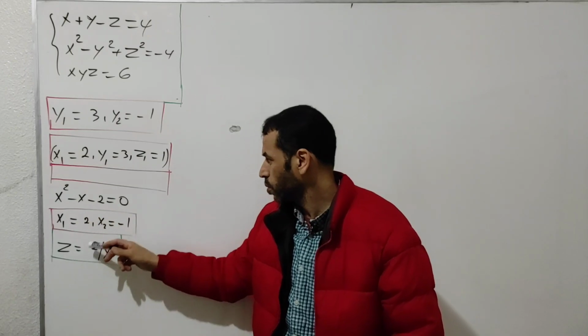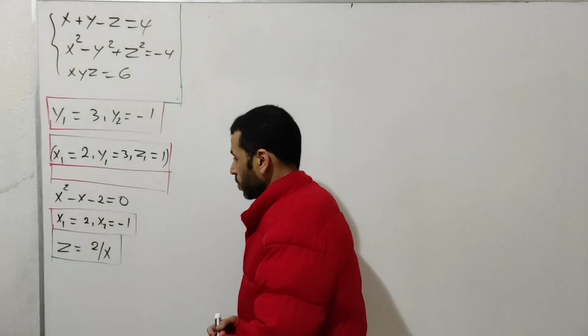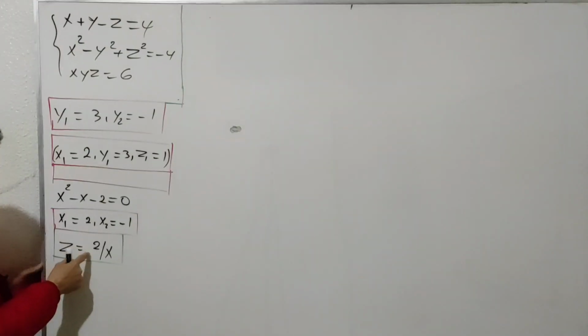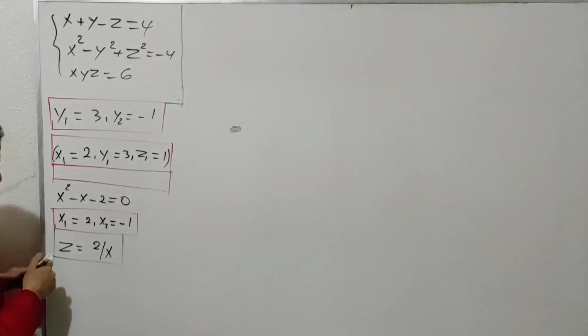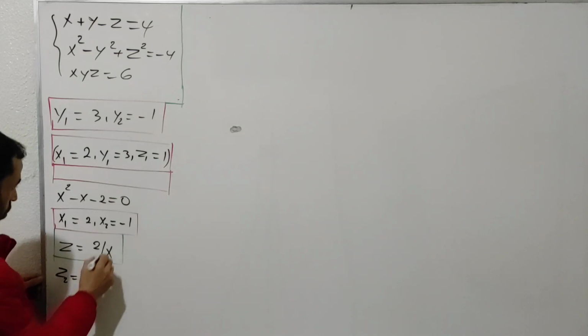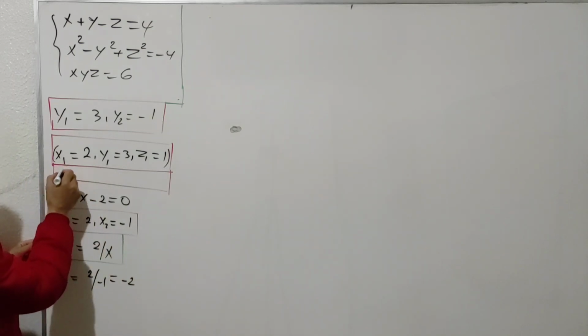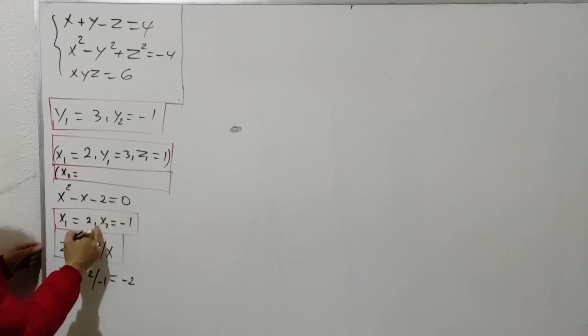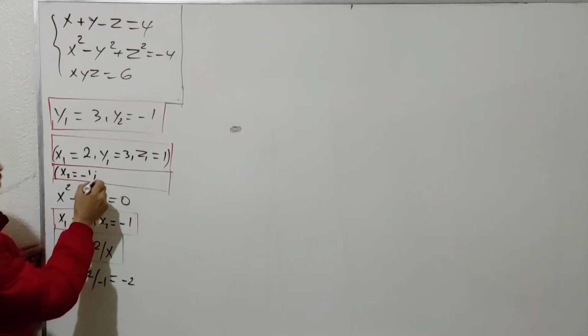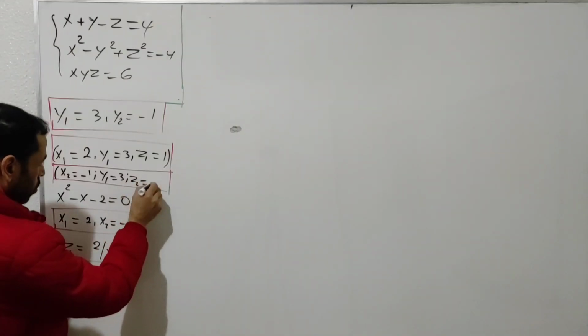So I'm going to find another solution by using the same value of y, which is y1 equals 3. You have this expression z equals 2 over x. By plugging in the second solution, x2 equals minus 1, to find z2, z2 equals 2 over minus 1, which is minus 2. So I will have another solution here: x2 equals minus 1, the same value of y, y1 equals 3, and z2 equals minus 2.